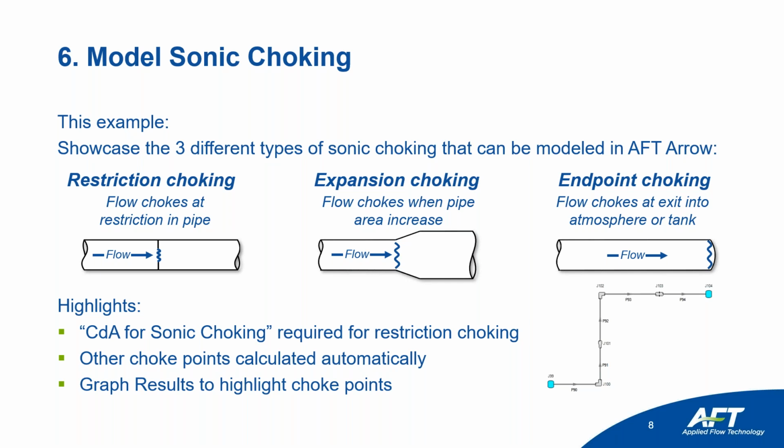One is restriction choking. That's what most of you would think of as just standard sonic choking. That's when a flow, say, goes through an orifice or restricted area and it chokes as a result. Expansion choking will happen at an area change, and endpoint choking happens at the endpoint of a pipe, say leading into a tank or the atmosphere. So we have this model over here. It actually showcases all 3 choke points in one model.